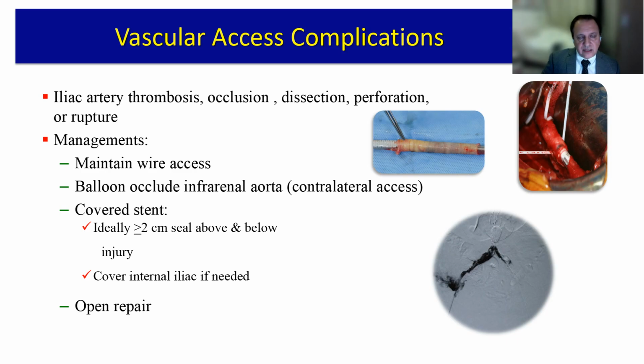The most important thing: don't panic if you have a rupture of the iliac artery. Just maintain the wire access and inform the anesthesiologist. Get the occlusion balloon from the contralateral limb, put the occlusion balloon in the aorta, and then put in a covered stent if you have a good landing zone proximal and distal. Even if you have to cover the internal iliac artery, it is not an issue. If you don't have a covered stent or the patient is unstable, the easiest way is to make a small flank incision and fix the iliac artery.